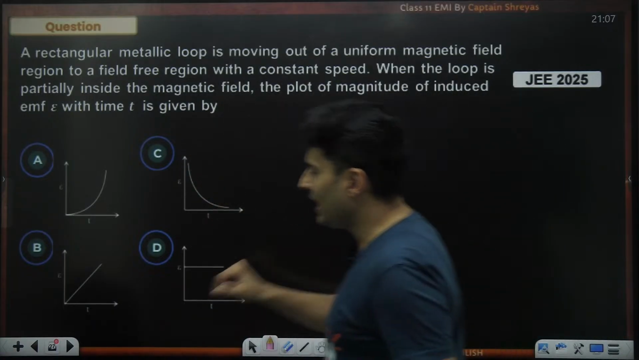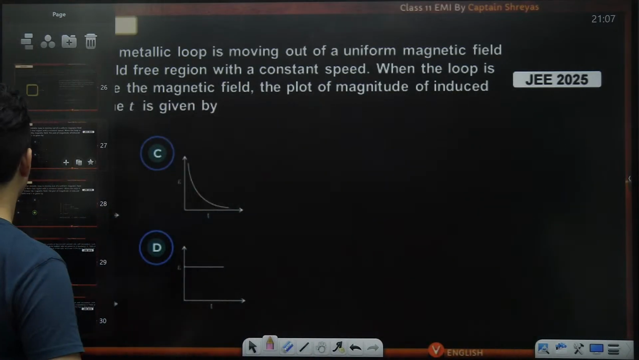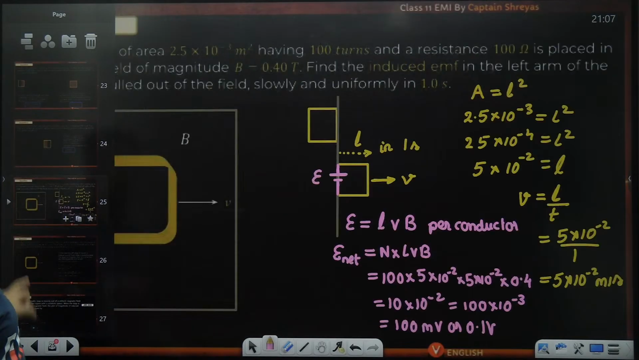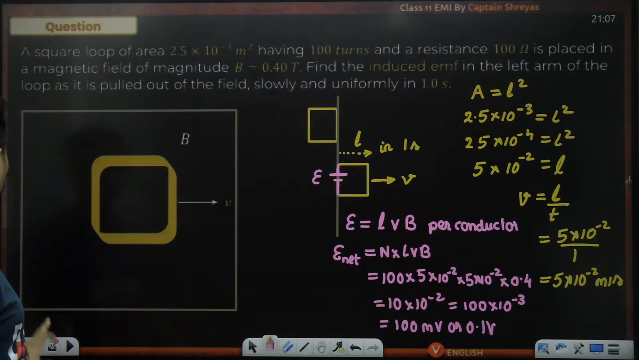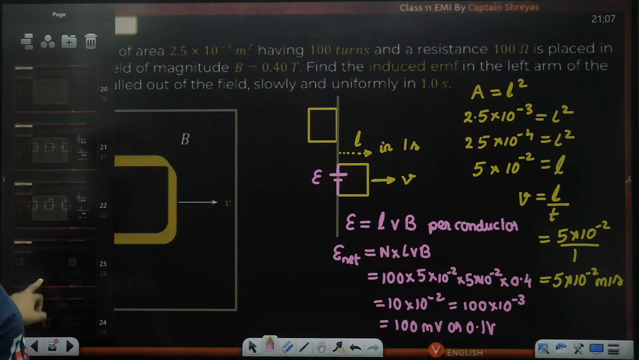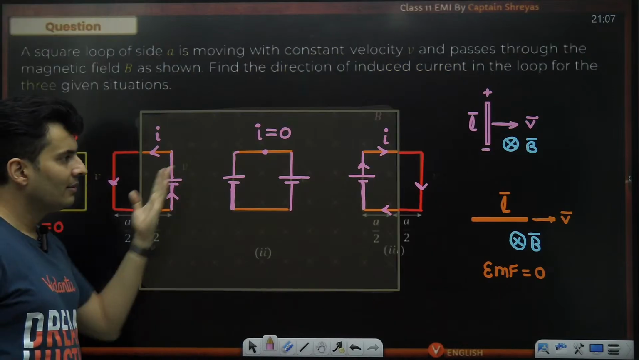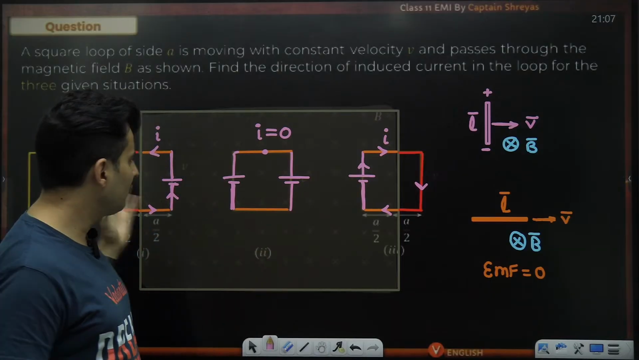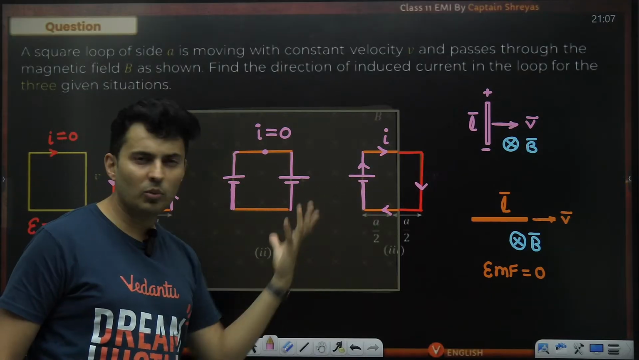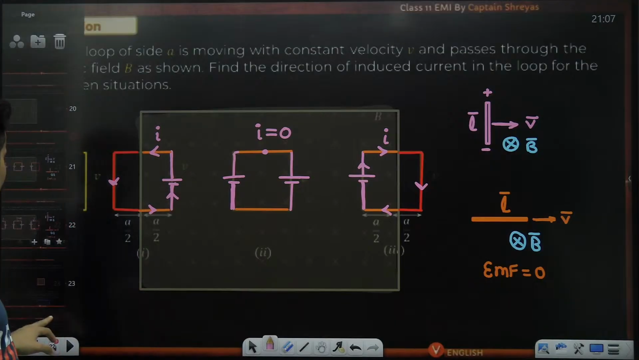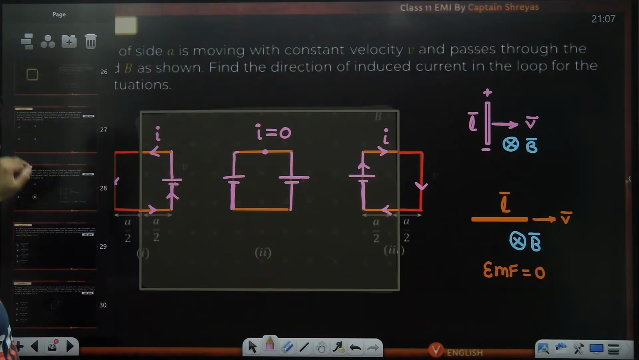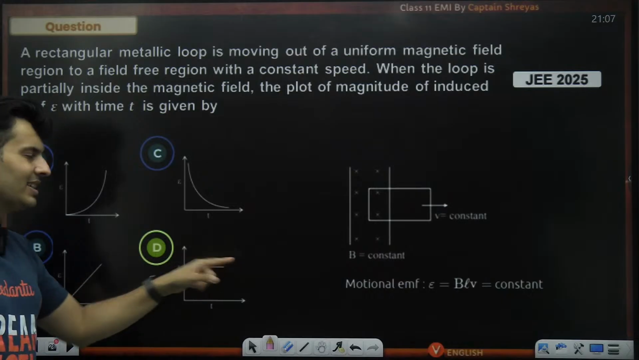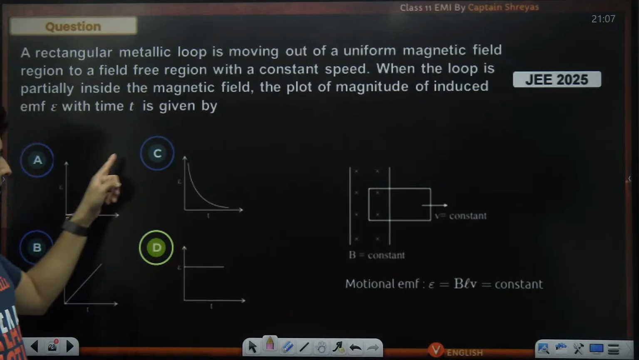So this question is directly related to this question. Where is it? This, you're pulling it out, or even this question, the same question. When this was happening, velocity was same, magnetic field was same, length was same. So the EMF was same as you are pulling out the loop. So EMF did not change, so it will be constant. So I think that constant graph should be there, which is this one. Not this, not this, not this.